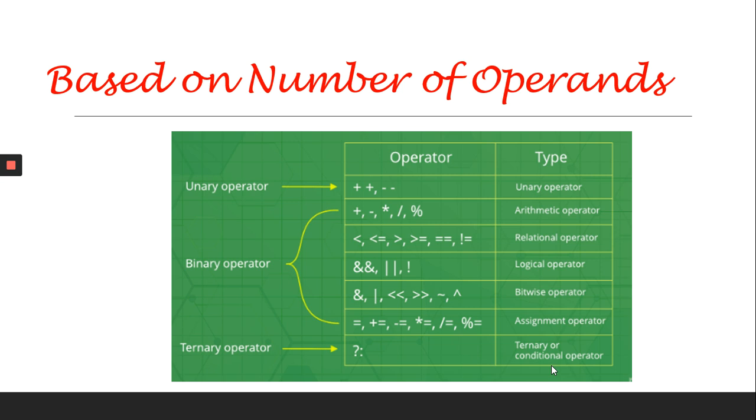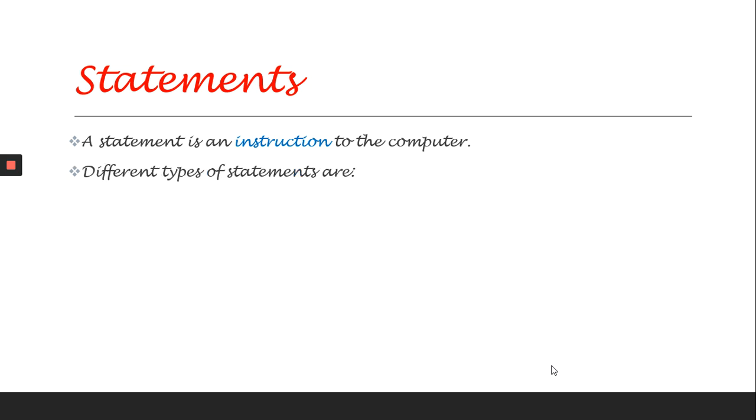Okay, so understand that based on the operands we have unary operators as well as binary operators, and there is a special type called the ternary operator, which uses 3 operands. Now we are moving on to statements. What is a statement? A statement is a complete instruction given to a computer. There are different types of statements.